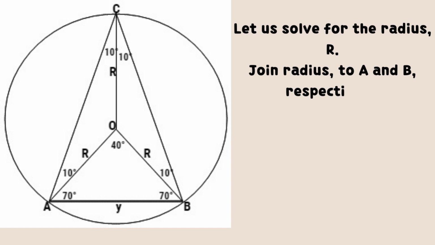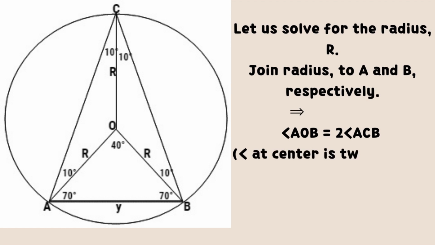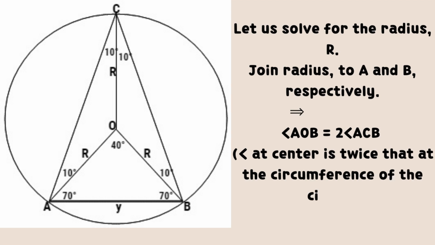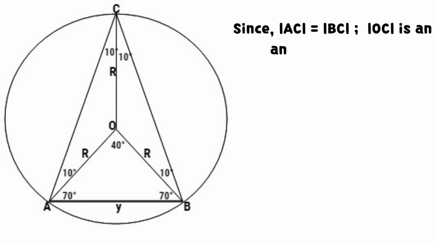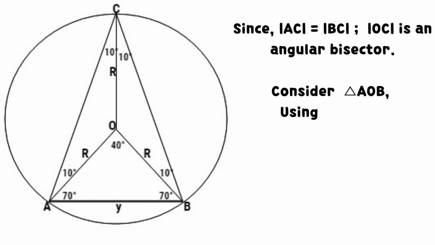Let us solve for the radius, r. Join the radius to A and B, respectively. This implies that angle AOB equals 2 times angle ACB, since the angle at the center is twice that at the circumference of the circle. Since line AC equals line BC, line OC is an angle bisector of angle ACB.